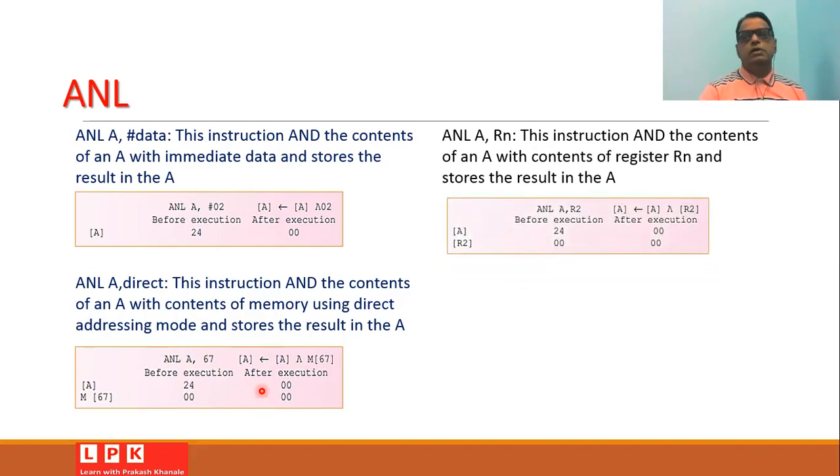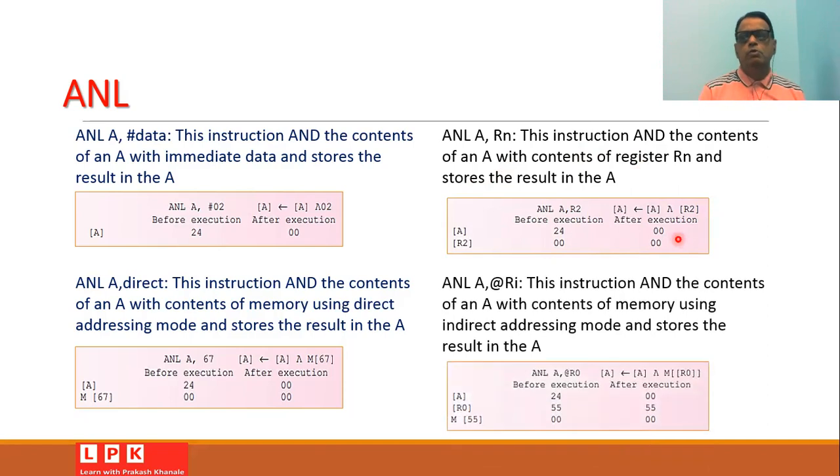Another instruction is ANL A, Rn, where this instruction ANDs the content of A with the content of register Rn, and stores the result in A. For example, if we write the instruction ANL A, R2, and if A is equal to 24 hexadecimal and R2 is equal to 00, then after the execution of this instruction, we will get the result 00 in the accumulator.